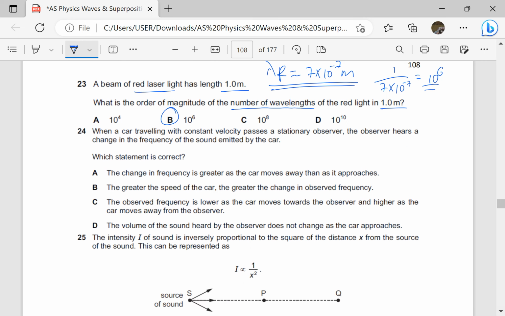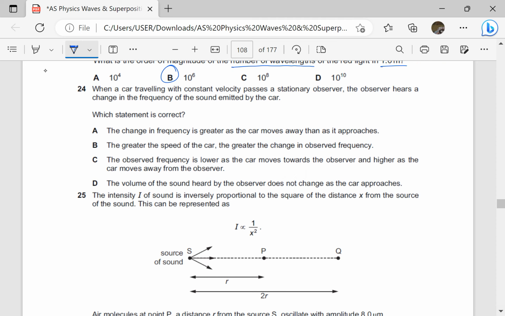When a car traveling with a constant velocity passes a stationary observer, the observer hears a change in the frequency of the sound emitted by the car. Which statement is correct? So we know that when it is approaching, the frequency is higher, and when it is receding, the frequency is lower. The change in the frequency is greater as the car moves away. That's not true. The greater the speed of the car, the greater the change in the observed frequency.